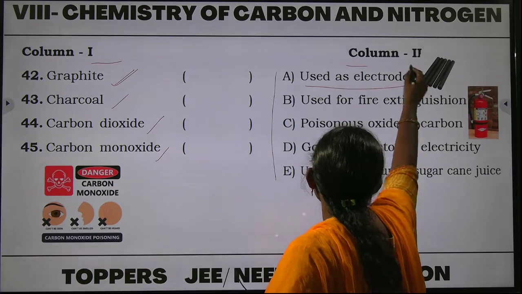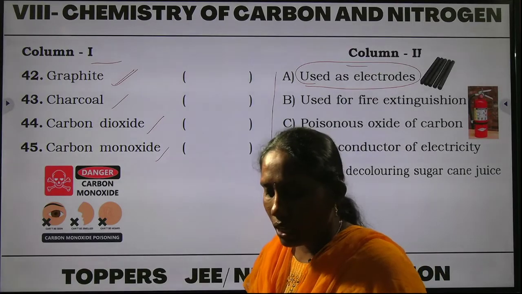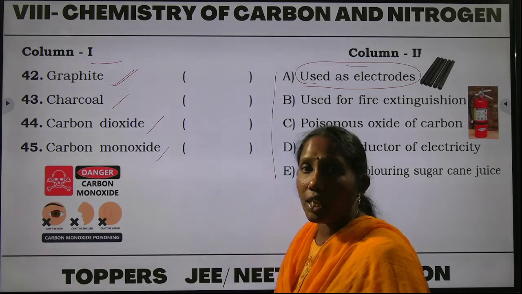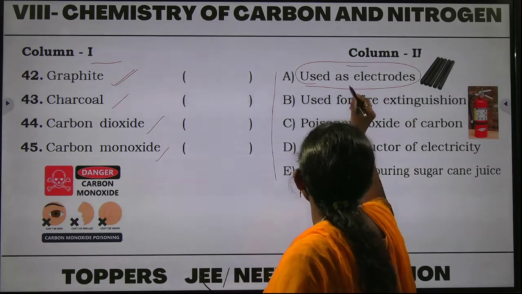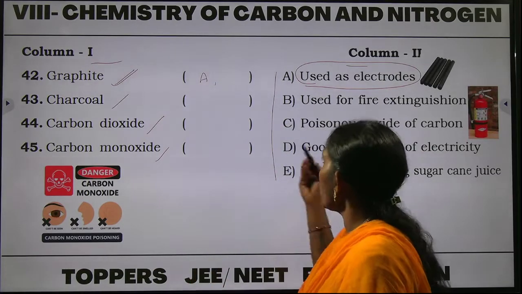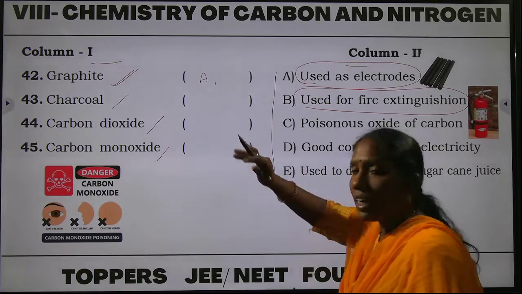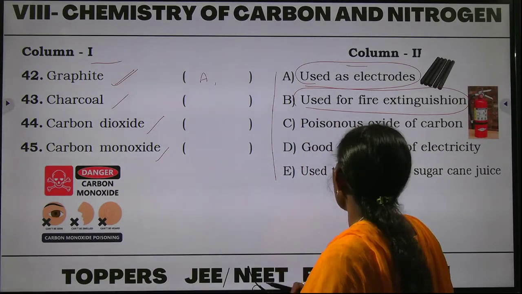Used as electrodes. Yes, we have graphite electrodes. While doing electrolysis, we use electrodes made of graphite. Graphite is used as electrodes also. So, A is correct for graphite. Coming to the next one, used for fire extinguishing. Graphite will never be used for fire extinguishing.